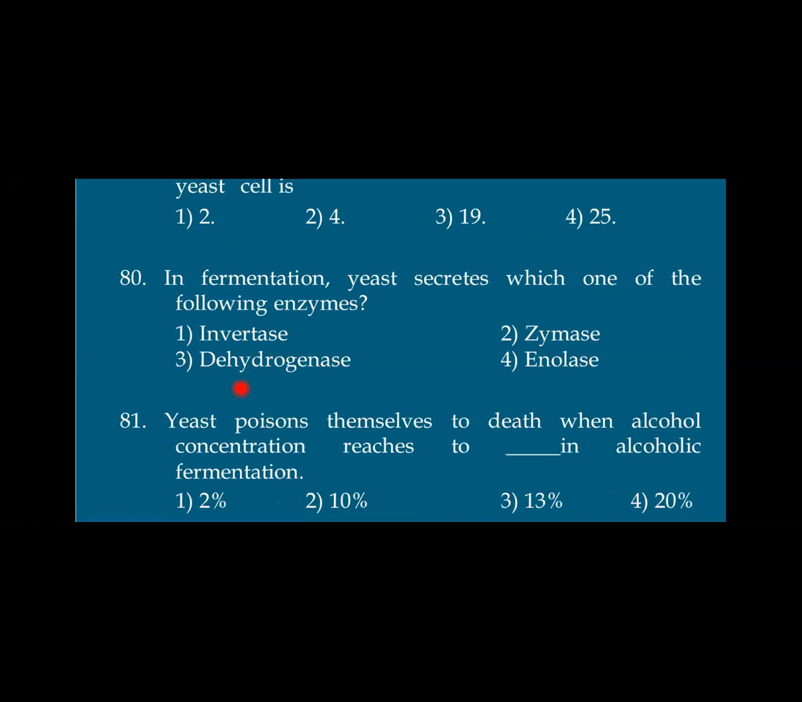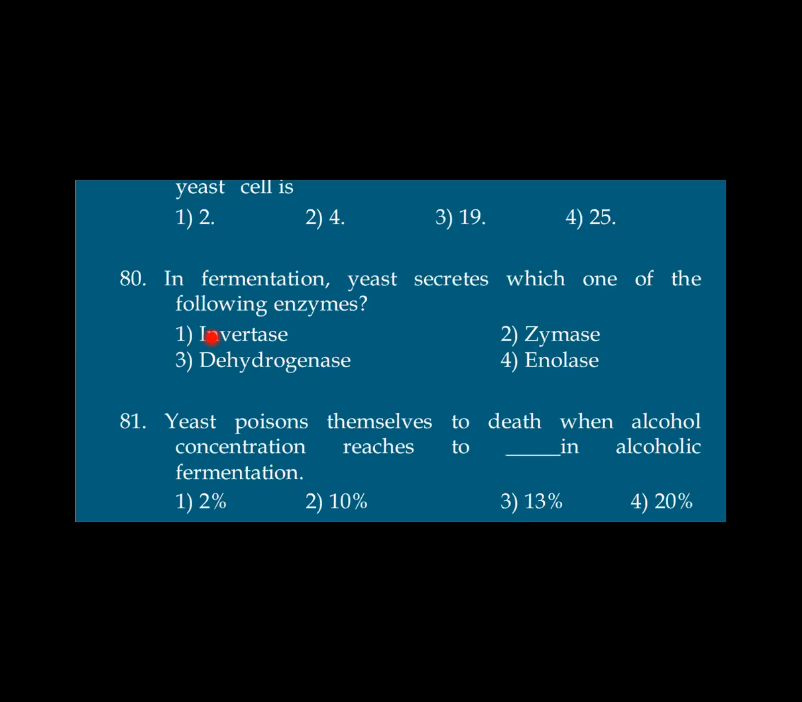Next question, in fermentation, yeast secretes which of the following enzyme? Definitely zymase. Zymase is the enzyme which is secreted by the yeast. Zymase is the older term actually for glycolytic enzymes. Actually, zymase is a mixture of many different enzymes. Today it has come to be known. Earlier, the glycolytic pathway was not known, so the term zymase was used. So option 2 is the answer.